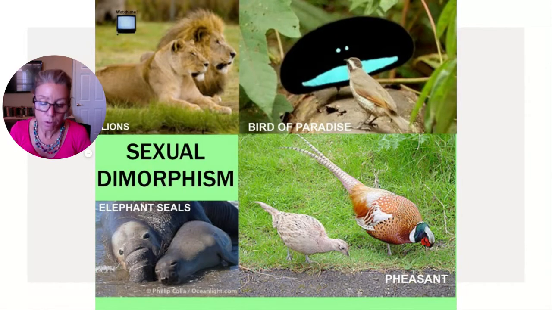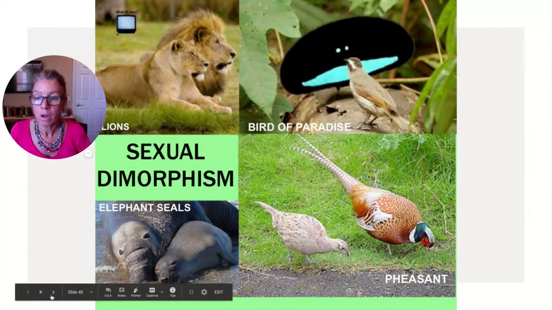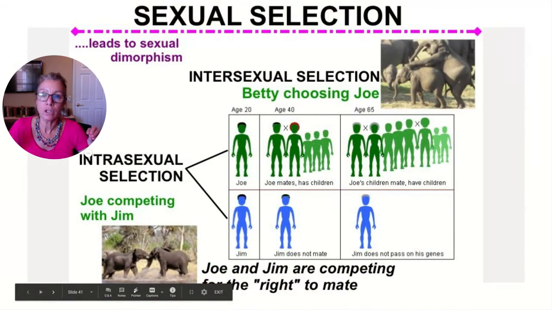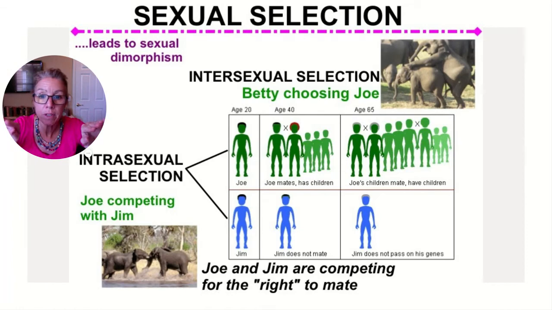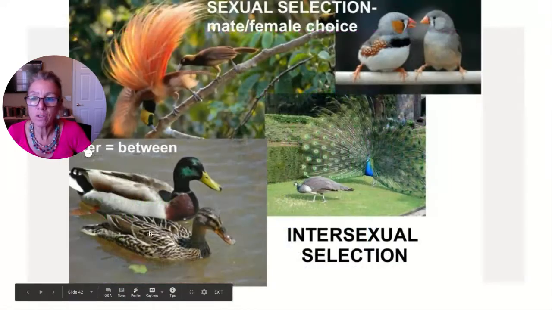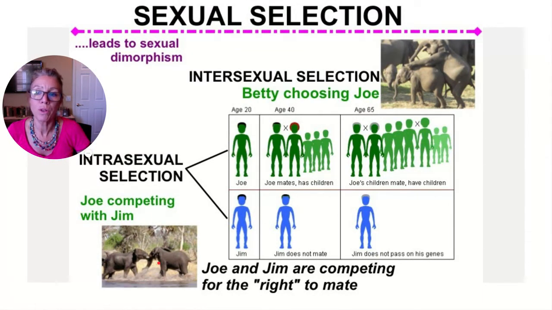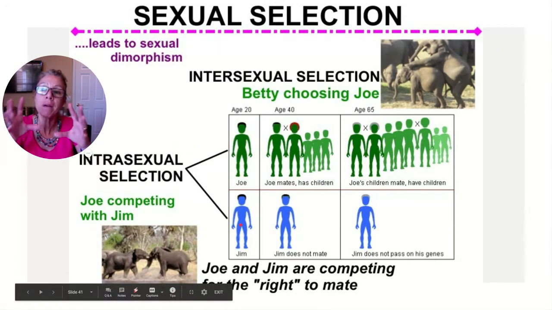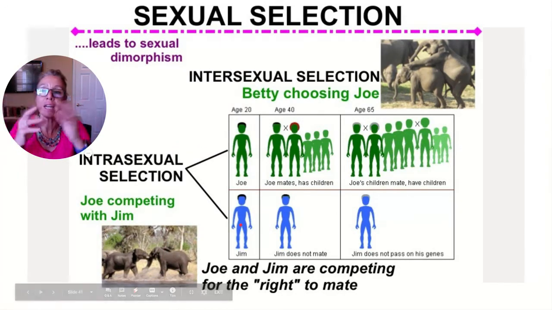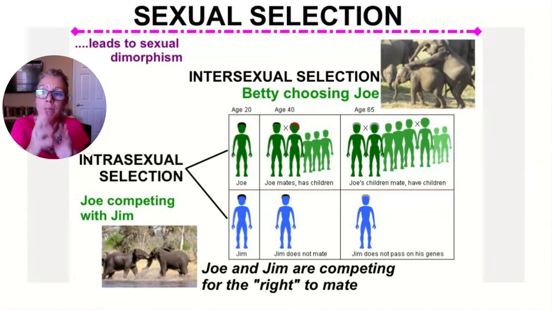So now we're going to look at 2 other words, intersexual and intrasexual. All right. So on sexual selection, which leads to sexual dimorphism, you can look at 2 types. Intrasexual means within. Like if I said intracellular, that's something within the cell. So that would be these 2 elephants. Darn it. Here we go. Let me go back. Sorry. That would be these 2 elephants, Joe and Jim, competing to mate with females. Okay, so Joe and Jim, that's within the males. And you've seen that so many times, males fighting and competing to be the alpha male to mate with the females. Okay, so that's intrasexual.